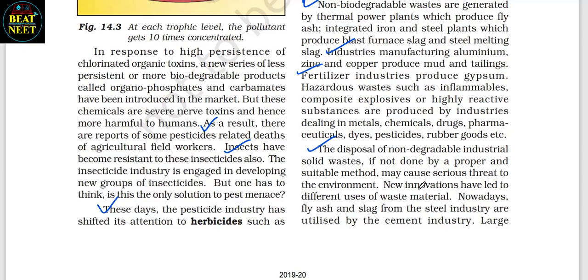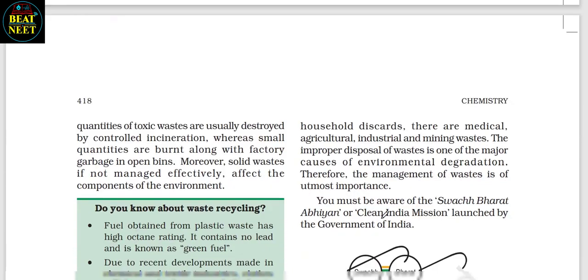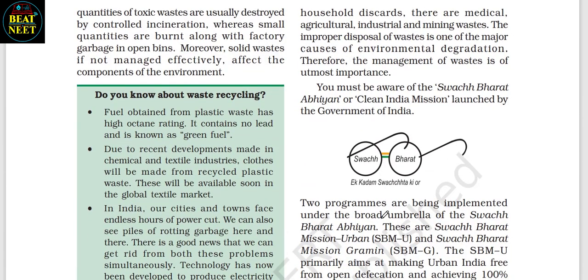The disposal of non-biodegradable industrial solid waste, if not done by a proper and suitable method, may cause serious threat to the environment. New innovations have led to different use of waste material nowadays. Fly ash and slag from the steel industry are utilized by the cement industry. Large quantities of toxic waste are usually destroyed by controlled incineration, whereas small quantities are burnt along with factory garbage in open bins. Moreover, solid waste, if not managed effectively, affect the components of the environment.